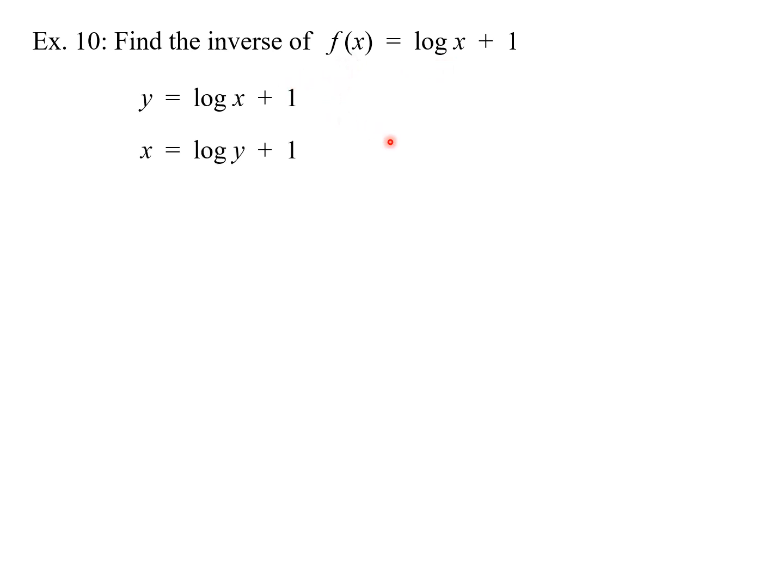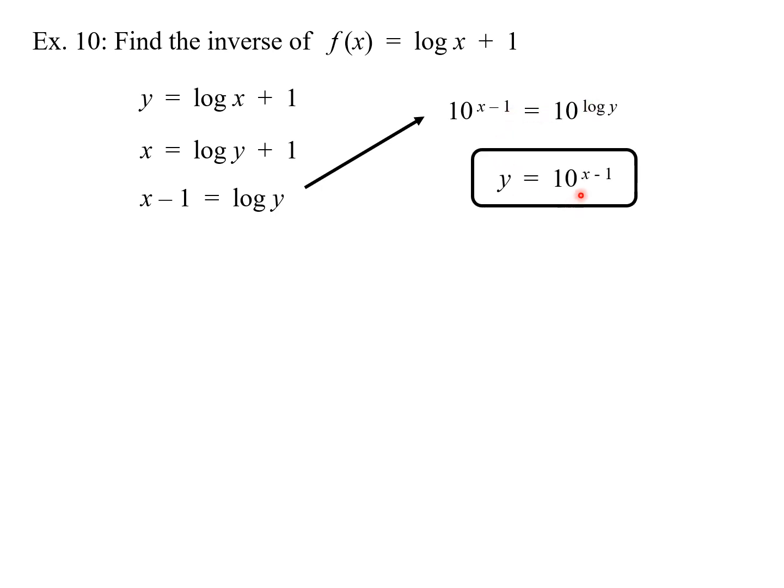All right. Now, before we deal with this, we have to isolate the log term, and we do that by subtracting out the 1. So I subtract 1 from each side, and I get x minus 1 is equal to the log of y. And then to undo this, we're going to take 10 to the power of both sides: 10 to the x minus 1 equals 10 to the log of y. Over on the right-hand side, those two undo each other, and we just get y. And so our answer is y equals 10 to the x minus 1.